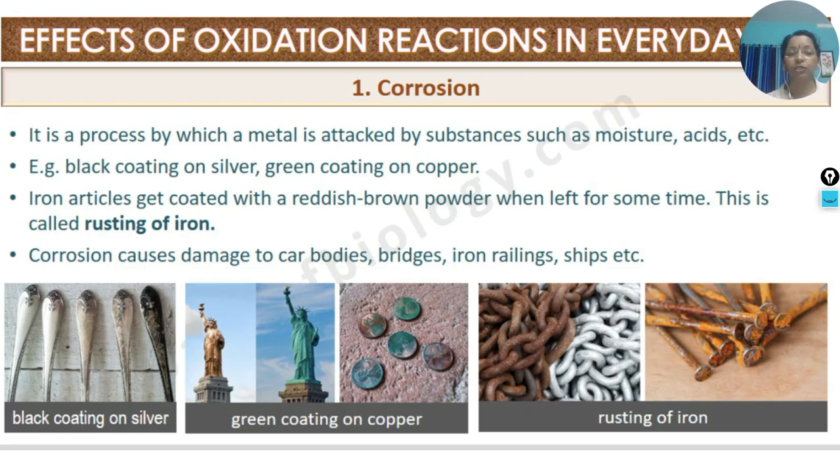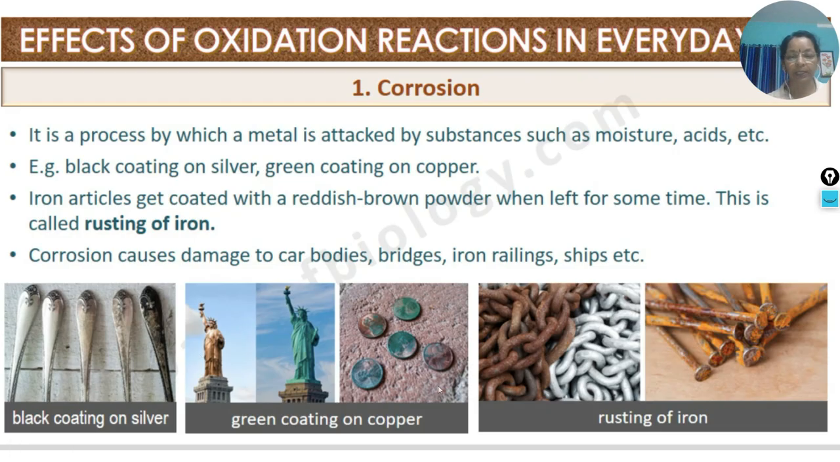Now, the effects of oxidation reactions in everyday life. If you observe around our surroundings, the pictures shown here are very well known to us. Articles are getting blackened, statues are becoming green in color, copper coins are getting green, iron chains and iron nails are becoming rusty. These are some of the effects of oxidation reactions in everyday life.